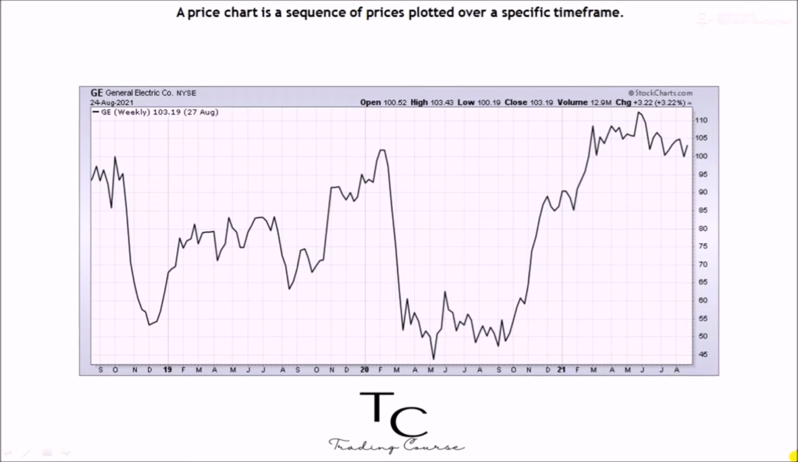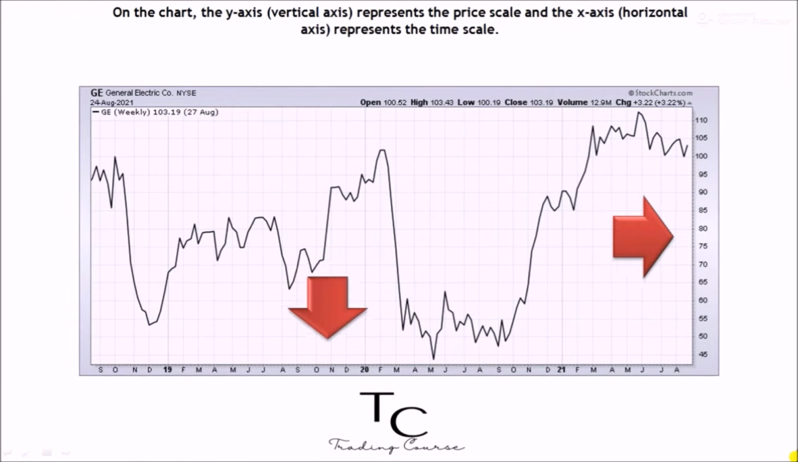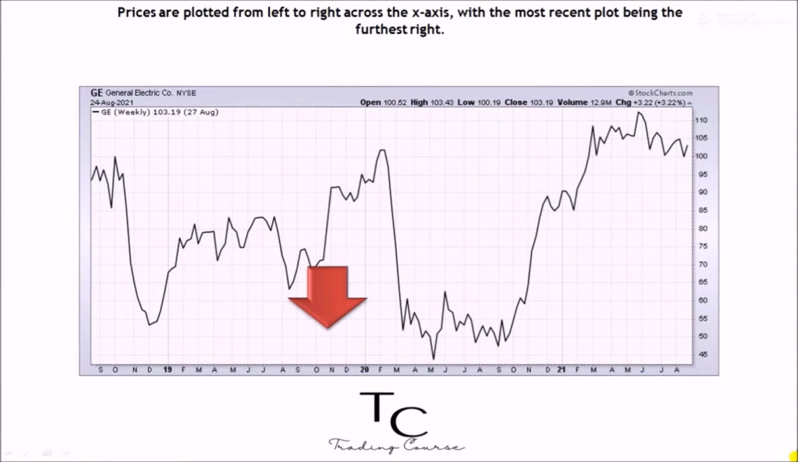A price chart is a sequence of prices plotted over a specific time frame. In statistical terms, charts are referred to as time series plots. On the chart, the y-axis, vertical axis, represents the price scale and the x-axis, horizontal axis, represents the time scale. Prices are plotted from left to right across the x-axis, with the most recent plot being the furthest right.